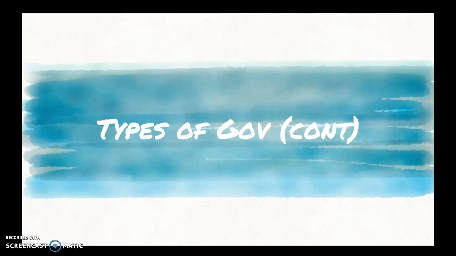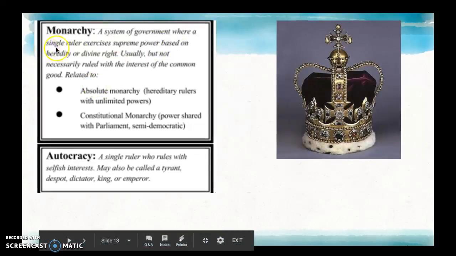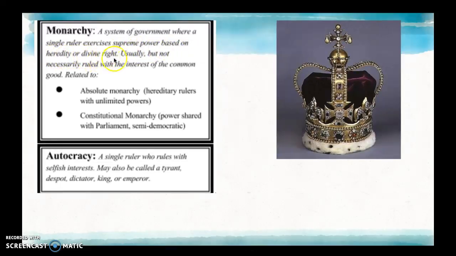So we're going to segue from types of democracy and look briefly at some other types of government. We're first going to look at monarchies. So monarchies are a system of government where a single ruler exercises supreme power based on heredity, you were born into it, or divine right. Divine right is the belief that kings and queens get their power from God. So at the time that John Locke was writing, all of the governments in Europe were some type of monarchy. A lot of them were still absolute monarchies. This is hereditary, you're born into it, and these kings and queens had unlimited power.